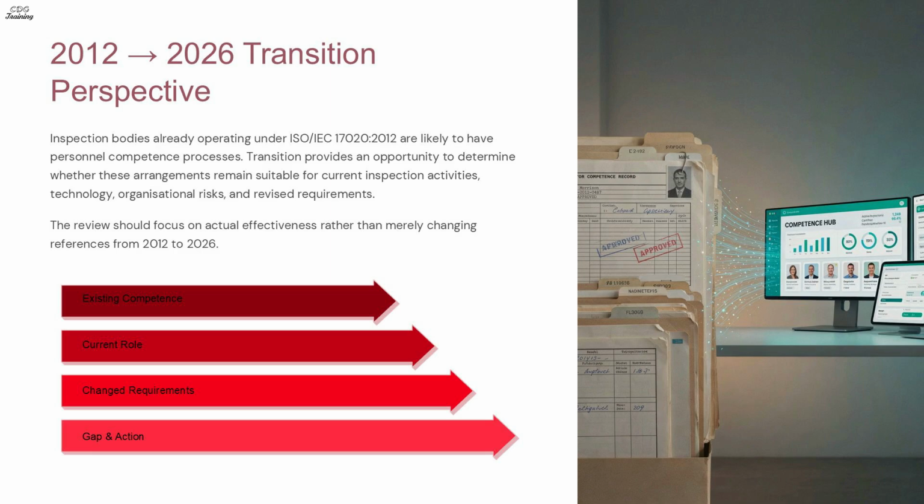Inspection bodies already operating under ISO/IEC 17020:2012 are likely to have personnel competence processes. Transition provides an opportunity to determine whether these arrangements remain suitable for current inspection activities, technology, organizational risks, and revised requirements. The review should focus on actual effectiveness rather than merely changing references from 2012 to 2026.